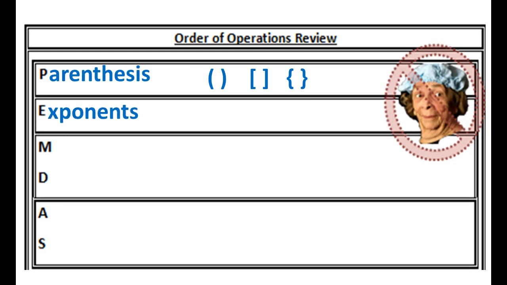E is our exponents. We're going to take care of all of our values in our parentheses using the order of operations inside the grouping symbol. Then we'll take care of all of our exponents. So that's anything like 2 squared, -4 to the 3rd power, etc.